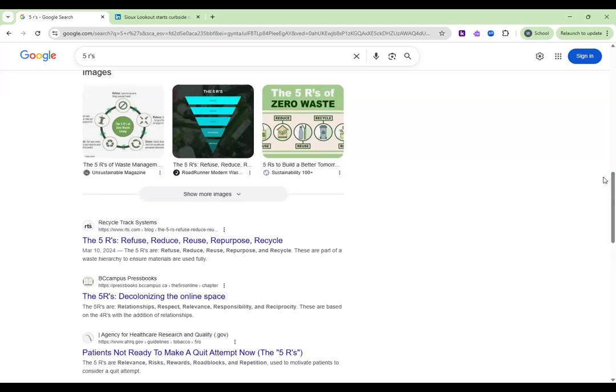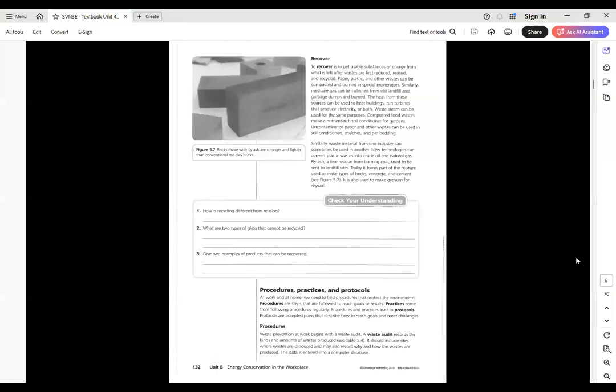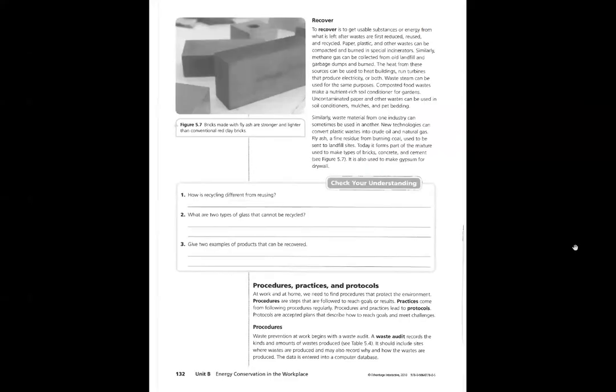Okay, we're going to go now back to the textbook. We're going to go to page 132, and now we're going to look at some procedures that we could use at home and at work that could help us protect the environment and help us with waste, being more energy efficient and reducing our waste. Okay, what is a procedure? A procedure is just some steps that we use to reach our goals or to get the result we want. And it says procedures, practices, and protocols.